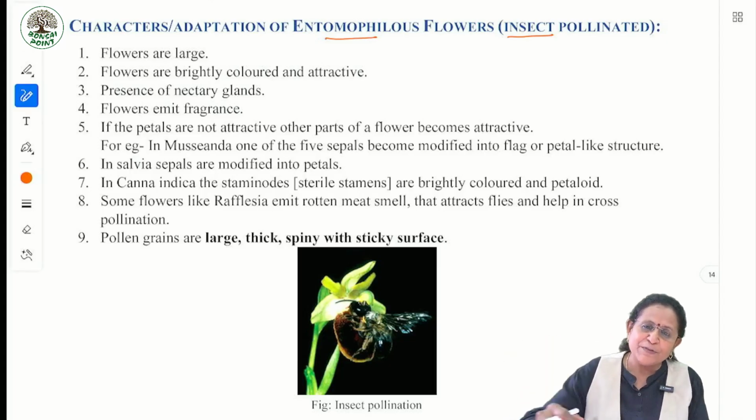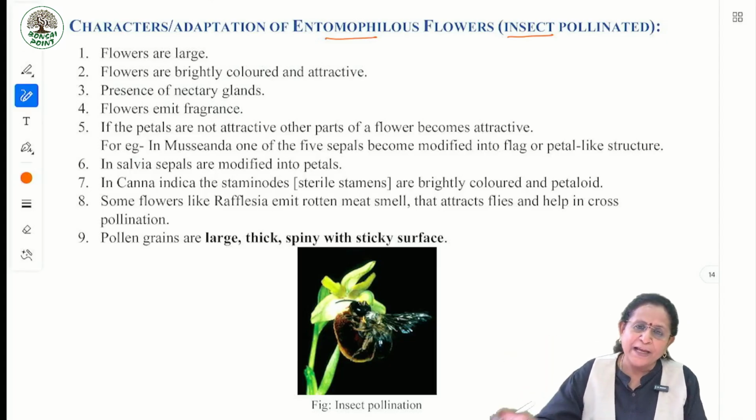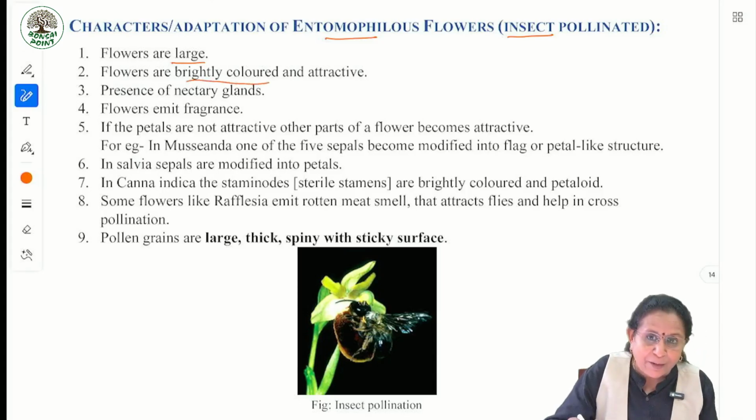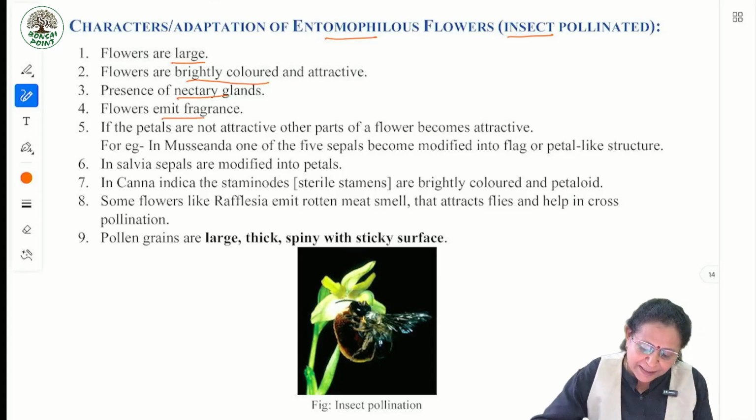Such flowers which are pollinated by insects are called entomophilous flowers. Let us see what are the characters of such flowers. Flowers are large. They should be, and they are brightly colored and attractive. Presence of nectary glands. They emit fragrance.